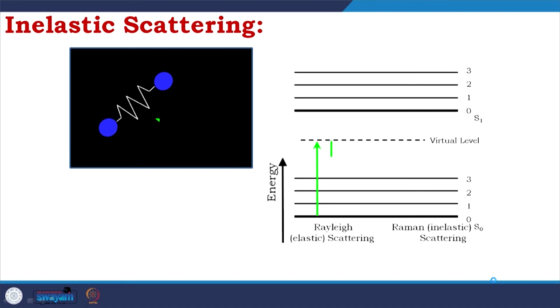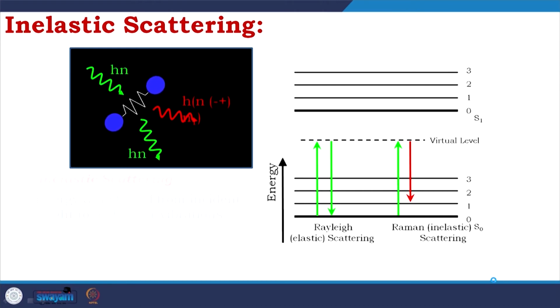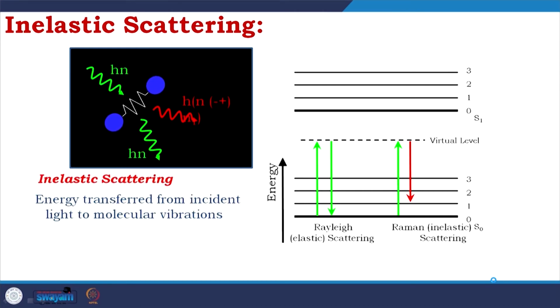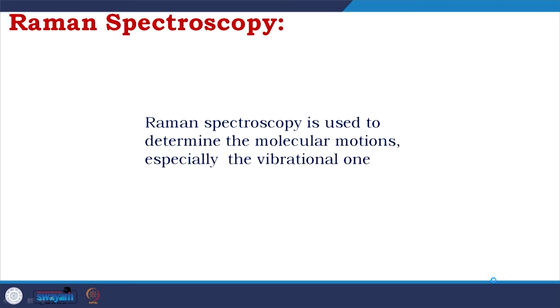So, the ray comes, you see, and then it goes through, and the general major scattering, the elastic scattering, is called Rayleigh scattering, which we talk about, but then there is another one with a little difference in energy. This is called inelastic or Raman scattering. This is the energy transfer from incident light to the molecular vibration. So, Raman spectroscopy is used to determine the molecular motions, especially the vibrational mode of motion.